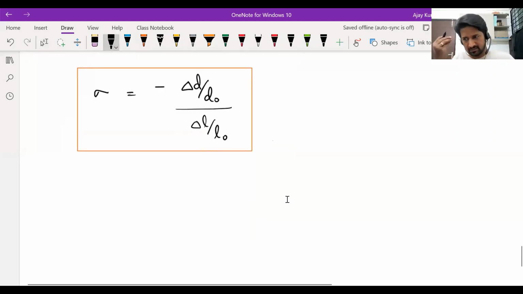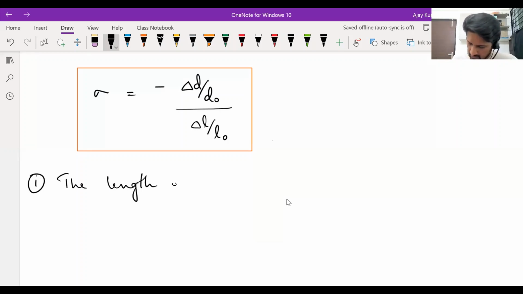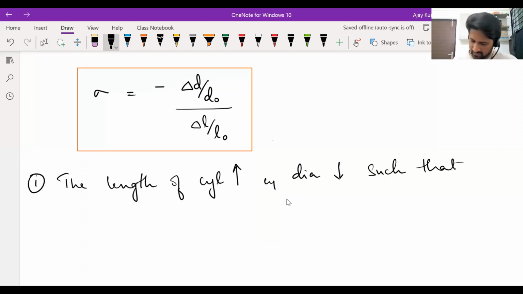As I said, it's meant only for cylinders, so they won't ask you about any other object. So first, we know that if length is increased, diameter decreases. Let's assume the length of a cylinder increases and diameter decreases such that its volume remains constant.